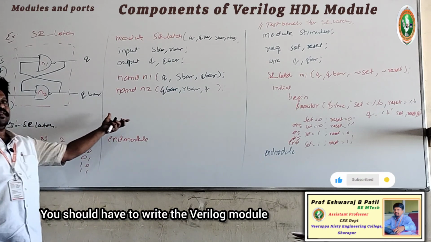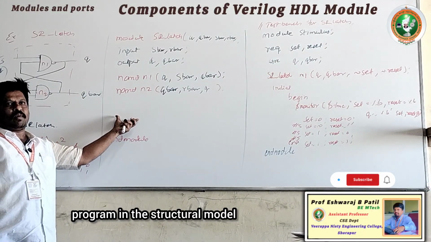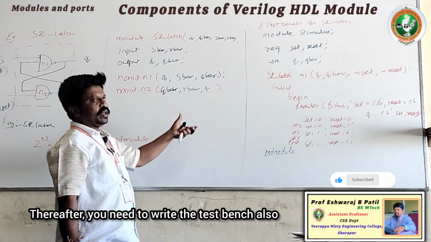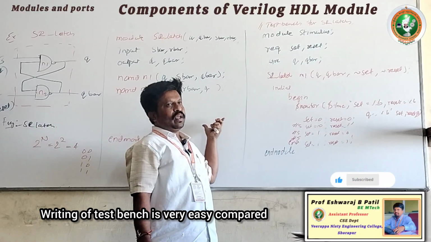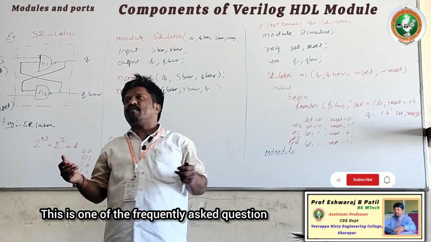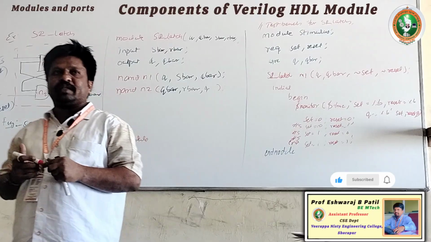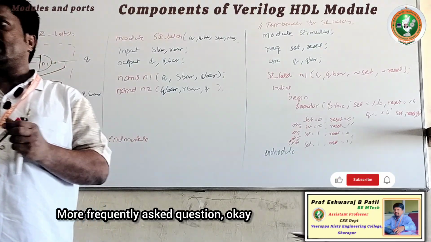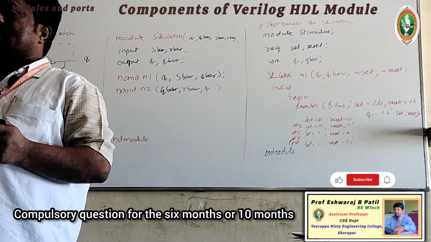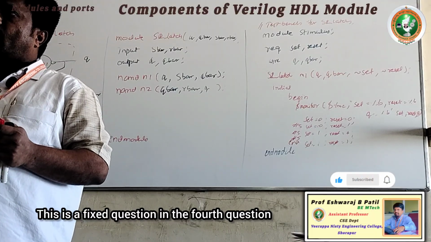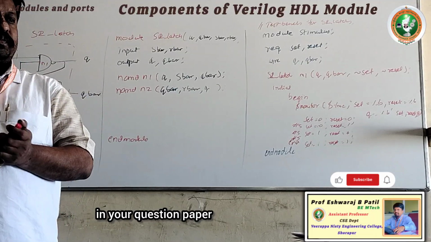You should write the Verilog program in the structural model or gate level model. Thereafter you need to write the test bench also. Writing of test bench is very easy compared to this program. Okay, this is one of the frequently asked questions in the examination. More frequently asked question. You should remember, compulsory question for 6 marks or 10 marks. This is a fixed question, the 4th question in your question paper.